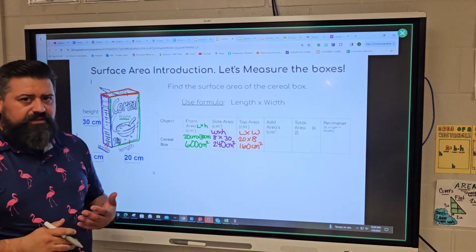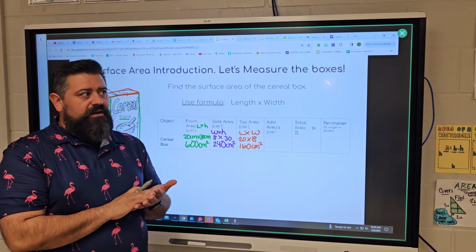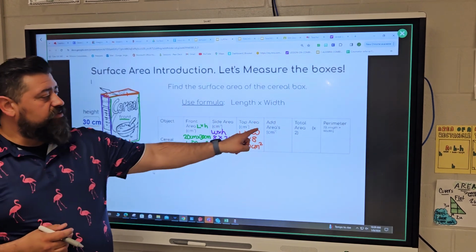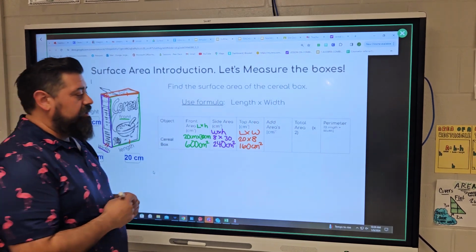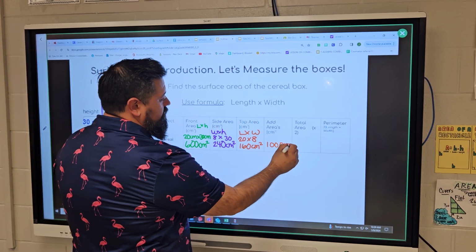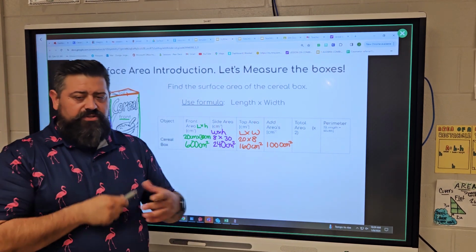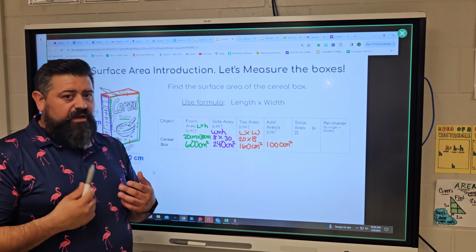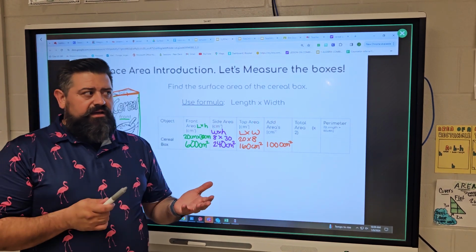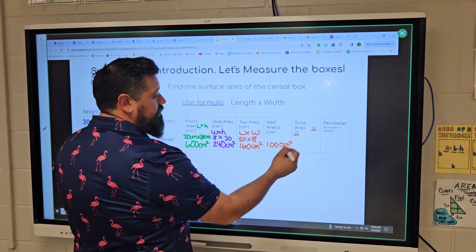All right, so you have found the area of 3 rectangles, but remember, there are a total of 6 rectangles. So what we're going to do first is add the areas that we have so far. And this should add up to 1,000 centimeters squared. The next thing is, in order to find the total answer, remember, we only found the area of 3 rectangles. If there's 6 rectangles, I need to double it to get the final answer. So that's why it says times 2 right there.